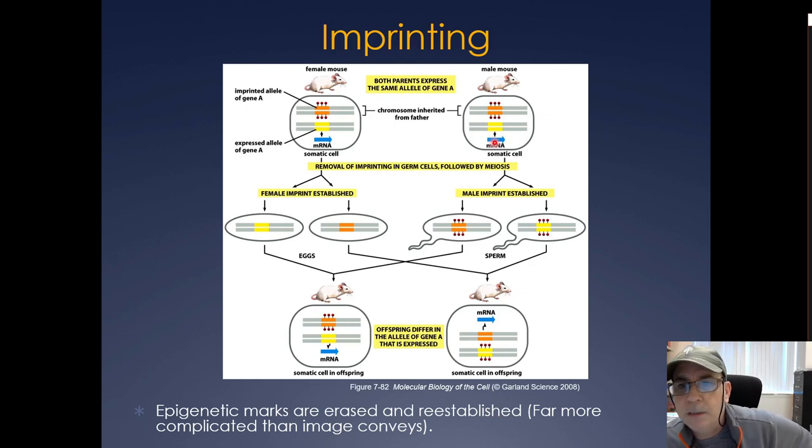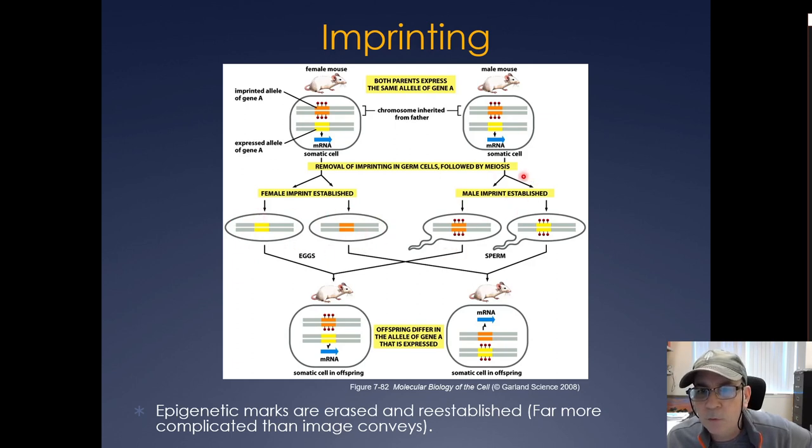Okay, then when the cells actually go through the germline and you're producing germ cells, eggs and sperm, what ends up happening is you get the removal of the imprint. If there is one, the parental copy, which was imprinted, will get removed. So then in the female, the female imprints are established, and these are sort of potential to be expressed.